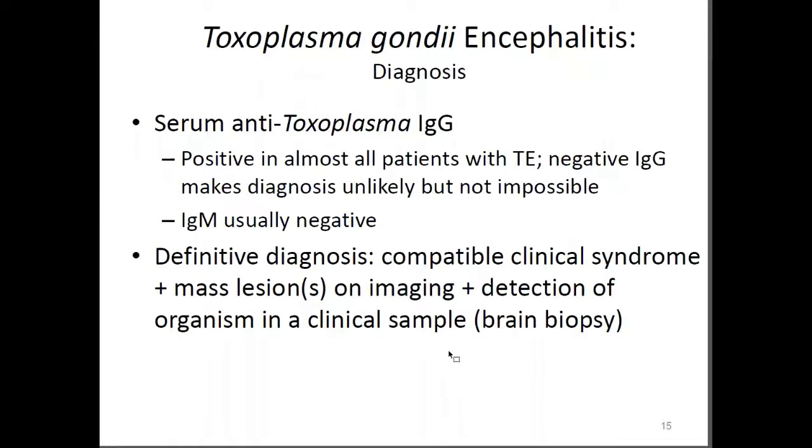Diagnosis is mainly by serology because it's positive in almost all patients with toxoplasma infection. Negative IgG makes the diagnosis unlikely, but it is not impossible. So we can somewhat exclude toxo by negative IgG, but it's not always negative. IgM is usually negative because it's not a recent infection, it's a reactivation. The definitive diagnosis is by a compatible clinical syndrome plus mass lesion on imaging plus detection of the organism in a clinical specimen, in this case, brain biopsy. So if you want to confirm the diagnosis, we need a brain biopsy and detection of the organism in the pathology.